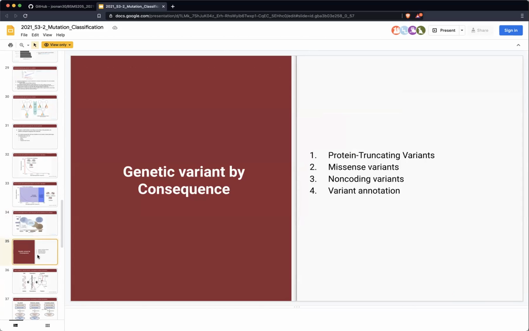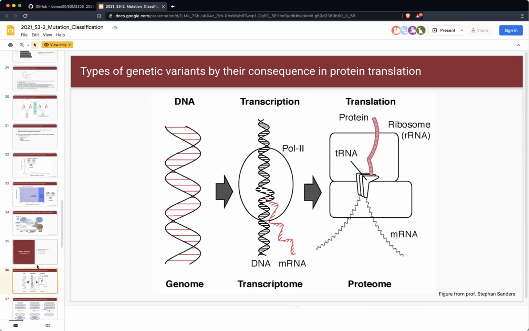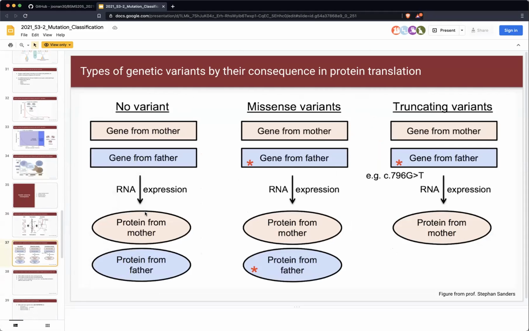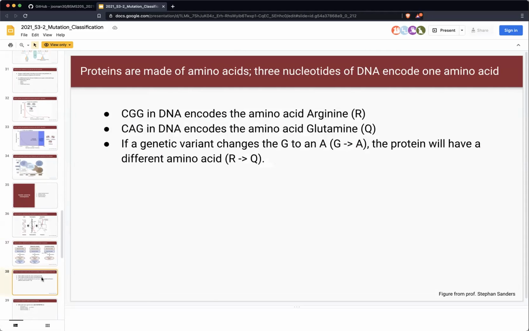Okay, so we are continuing on genetic variants by consequence, right? We can also summarize the relationship of the variants by their consequence in a protein sequence, right? As you know, there is a central dogma and an information flow from DNA transcription to translation, right? And we also look at examples of how these variants can produce the phenotype. So we looked at the relationship between genotype and phenotype, right?